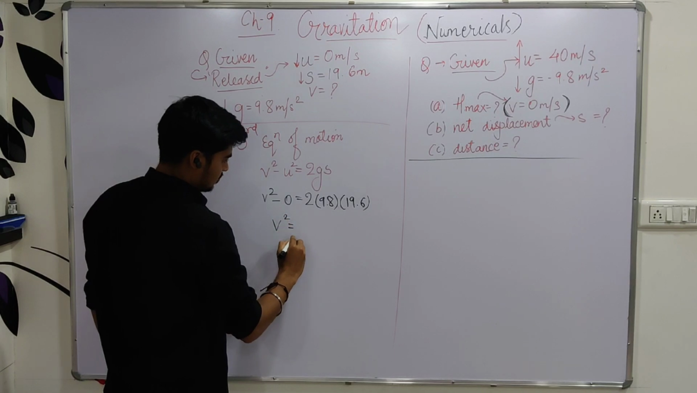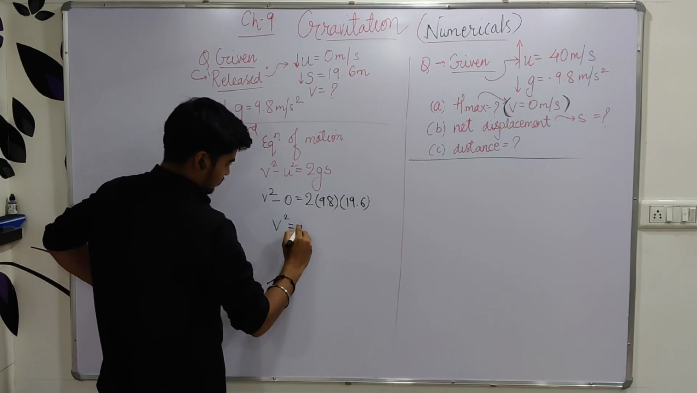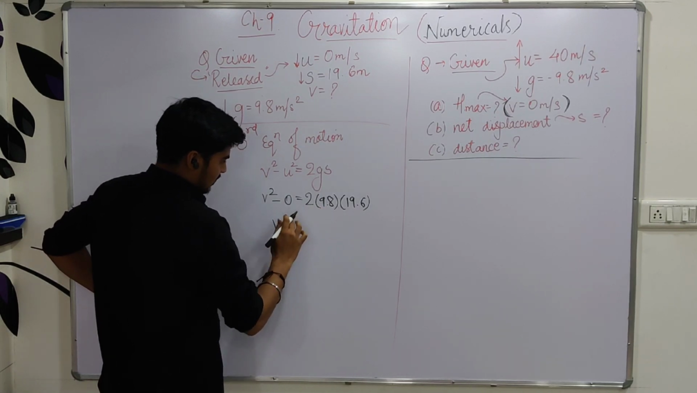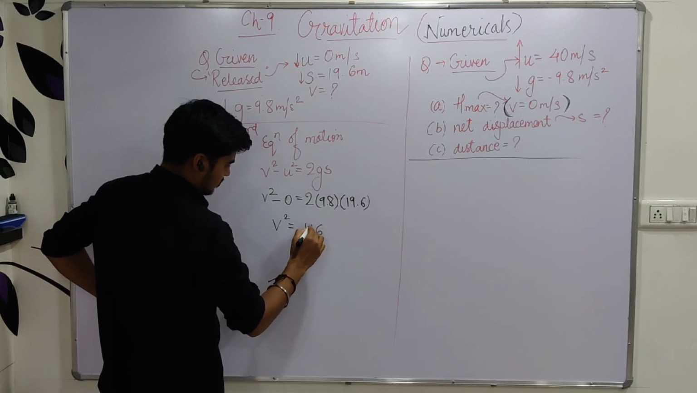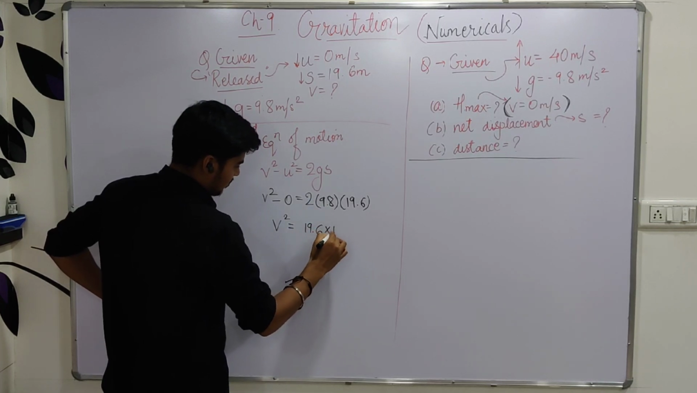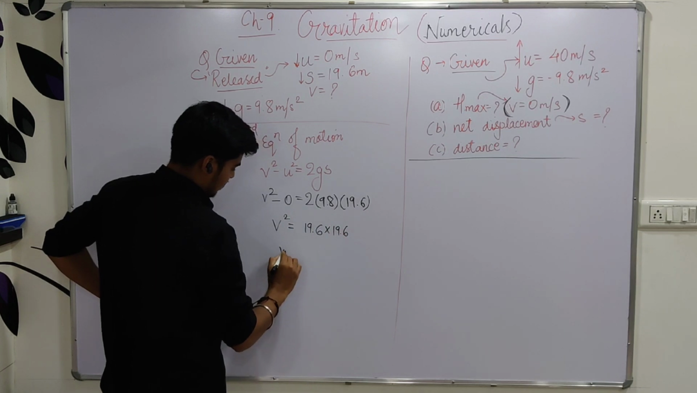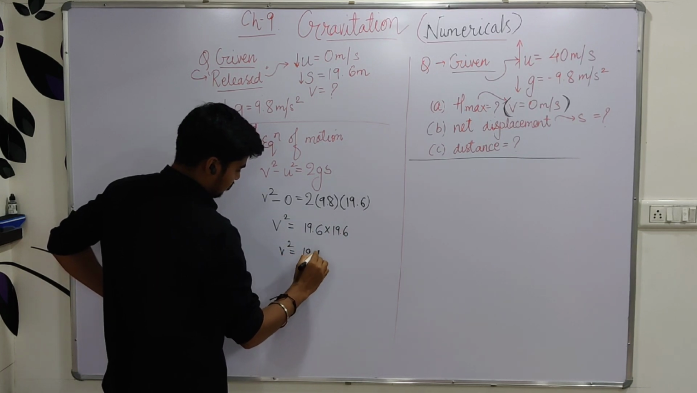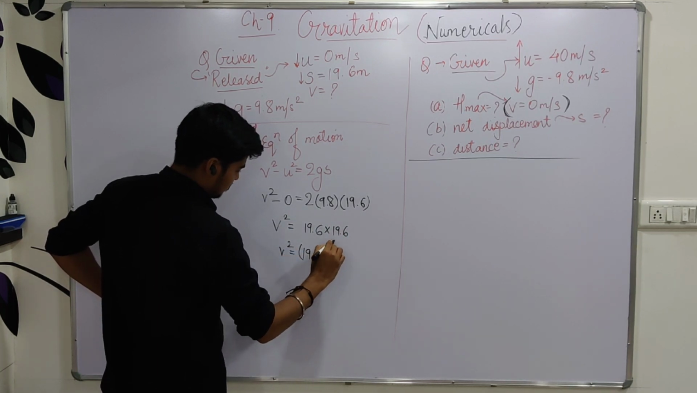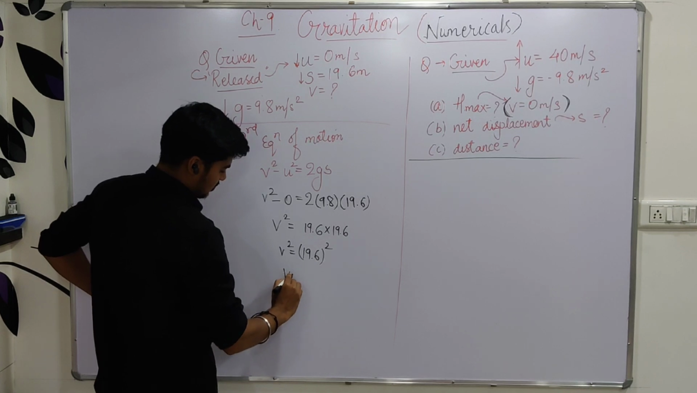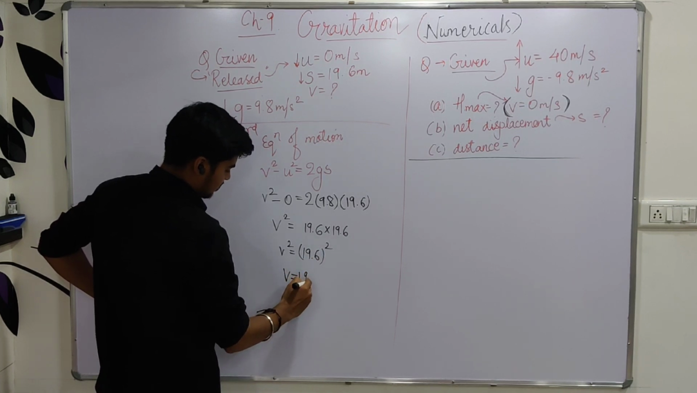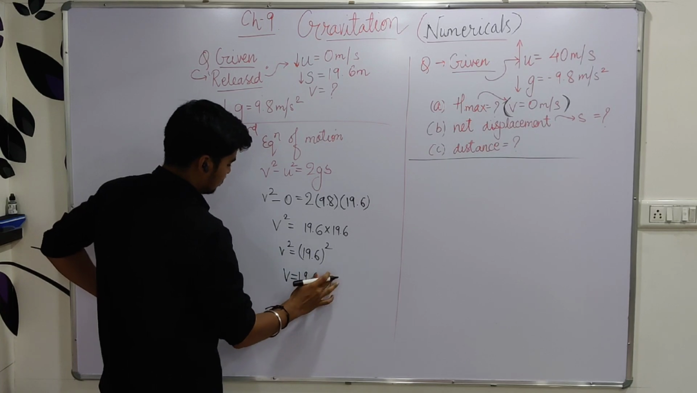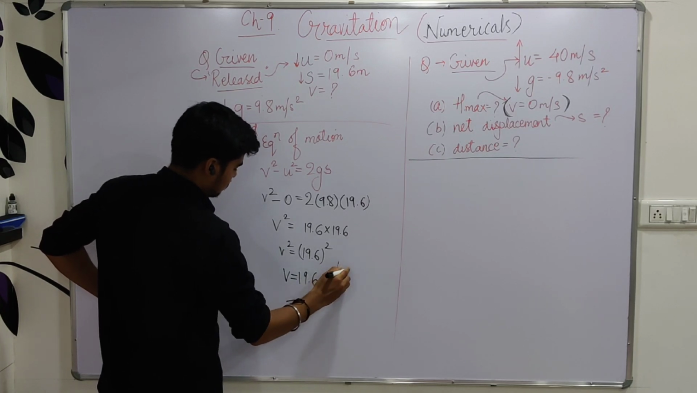V square is equals to, as you know, 9.8 into 2 will be nothing but 19.6 only. So I can write 19.6 into 19.6, which is 19.6 whole square. So v square is 19.6 whole square, so v will be 19.6. So the final velocity will be 19.6 meter per second.